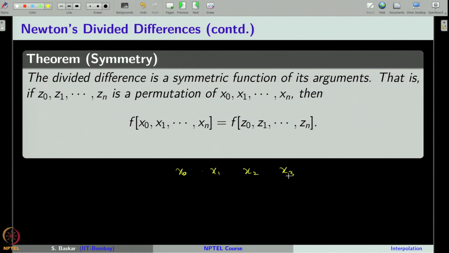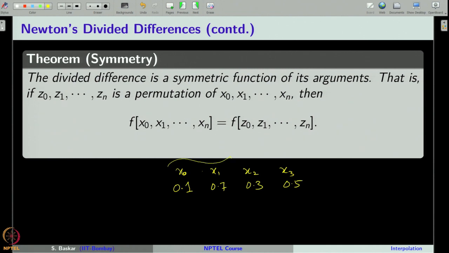x 3 and so on. Just for understanding purposes, we will take only 4 nodes. Suppose these are given as 0.1, 0.7, 0.3 and 0.5. Remember, if you carefully see the construction of the interpolation, whether it is Lagrange or Newton, they both never assume that the nodes are given in a certain order, whether increasing or decreasing in their value or whatever. You can take these nodes in any order you want.